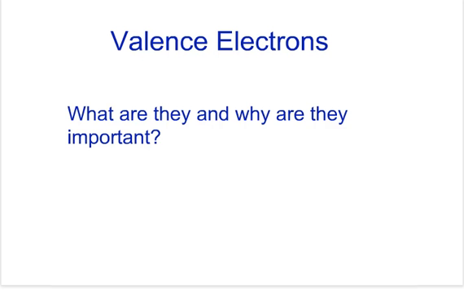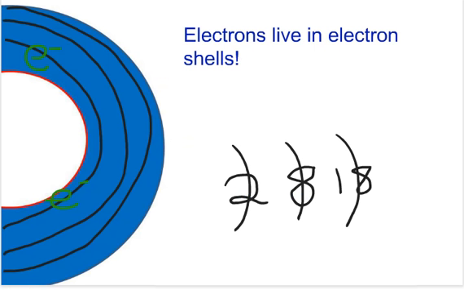Going to learn about that today. Let's review though. Electrons. Electrons live in the electron cloud, have a negative charge, and are so small we say they weigh 0. Now they don't just roam around the electron cloud, they live in things called electron shells.